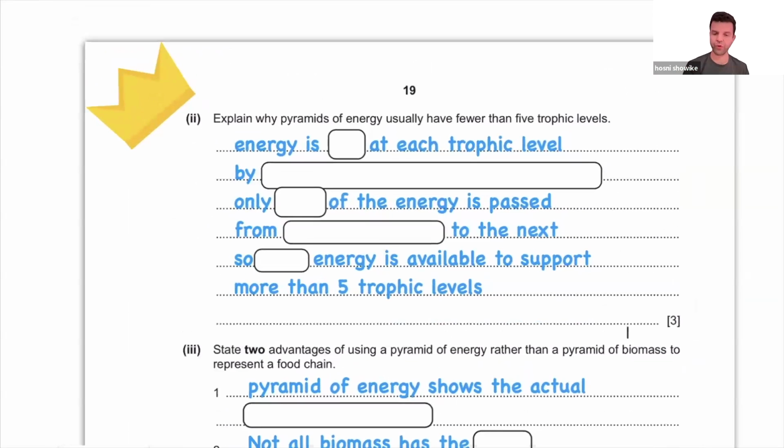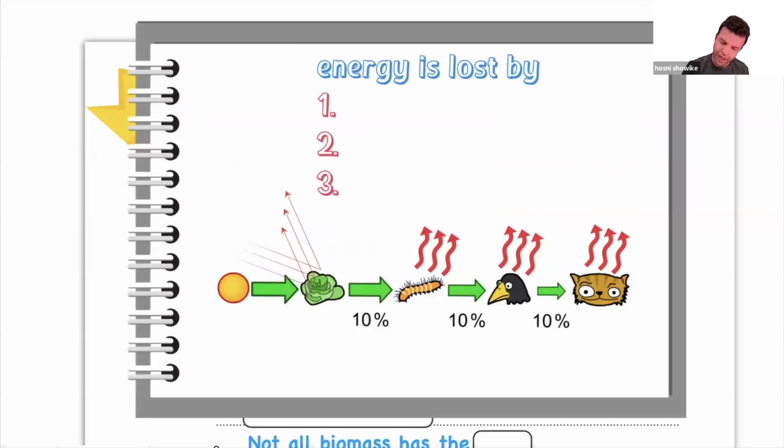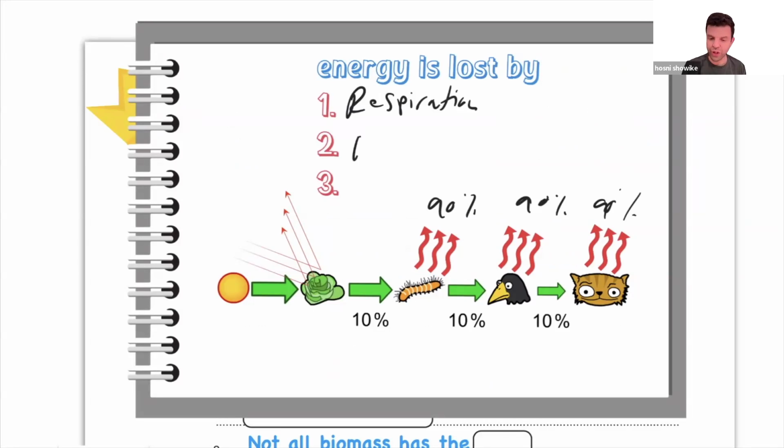So anyways, let's first answer the question. Let's explain why pyramids of energy usually have fewer than 5 trophic levels. Why is it that you cannot exceed number 5 when it comes to any food chain? Usually, as you can see here, every time I go from one level to another, I waste 90% of the energy. Why do we keep wasting that much energy every time we go from one level to another? That's because of respiration. That's because of excretion. Living things respire and waste heat energy, excretion, and in addition movement. That applies more to animals. So those 3 processes are life processes, but they waste a lot of energy.